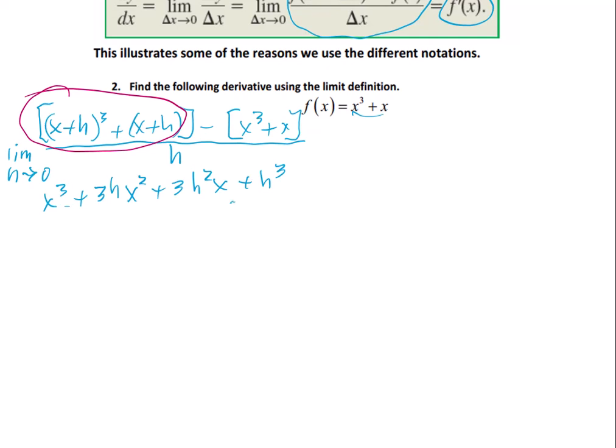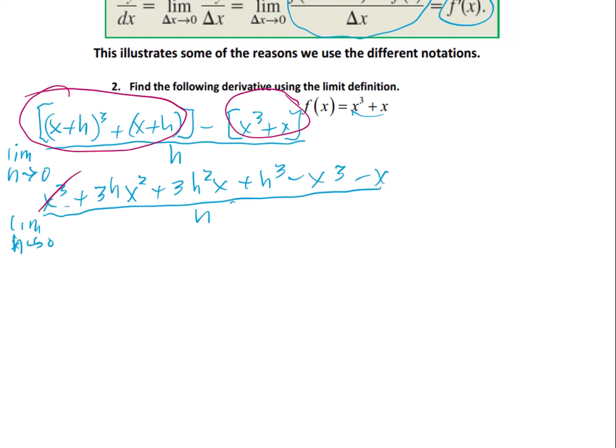And then we're going to subtract this part out here, our y1. So that's going to be minus x cubed minus x. And all of that is over h. And we're looking at the limit here as h goes to 0. Let's see what cancels. x cubed, x cubed. Is that it?